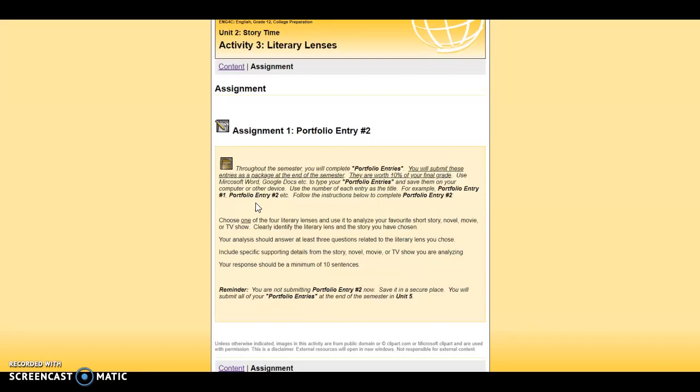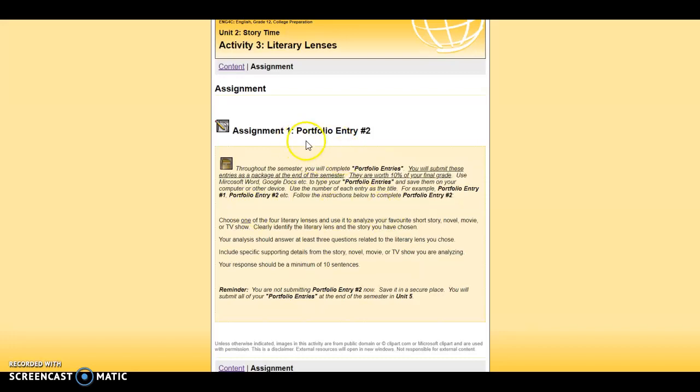Go back to that same document and go to the next page, or go to the bottom below after you've completed portfolio entry number 1, and put portfolio entry number 2 and continue on. You can have all of your portfolio entries that you complete throughout the semester in one document. Okay, so that's my suggestion on how you should be completing the portfolio entries.